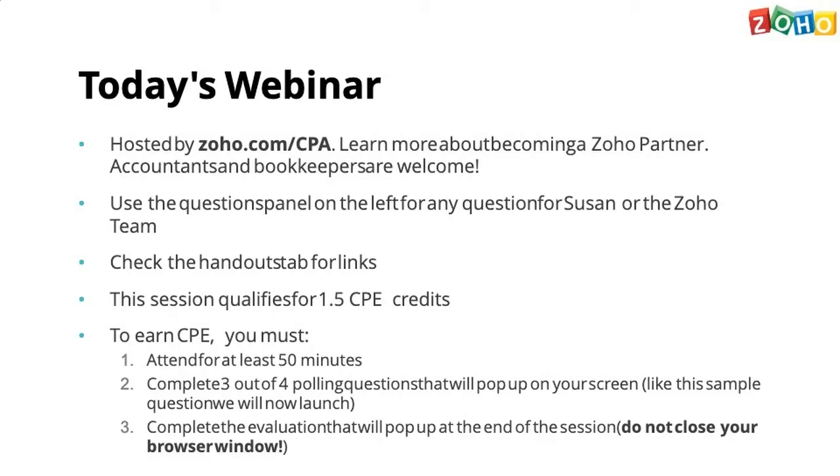So you can use that in the handouts. This session does qualify for 1.5 CPE credits. So to earn those CPE credits, you need to do 3 things. First is attend for the minimum requirement time of the session. And that should actually be a little bit longer than 50. That's for 1 hour. You need to complete polling questions that come up on your screen.